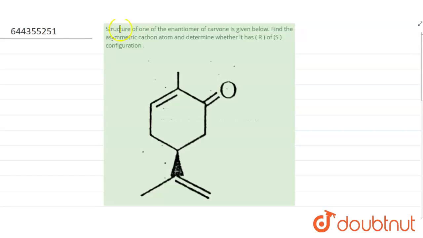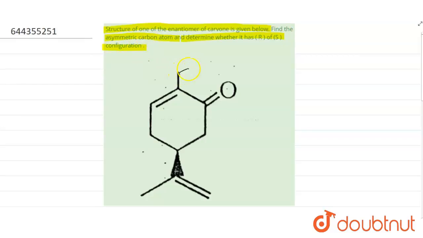Hello. So in this question, we are provided with the structure of an enantiomer of carbon, and we have to find the asymmetric carbon atom and determine whether it is in R configuration or S configuration. Okay. So first of all, we have to find the asymmetric carbon.